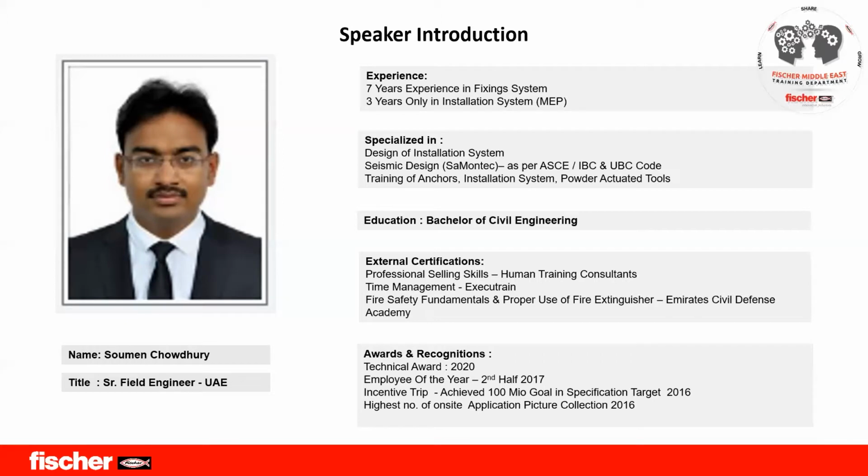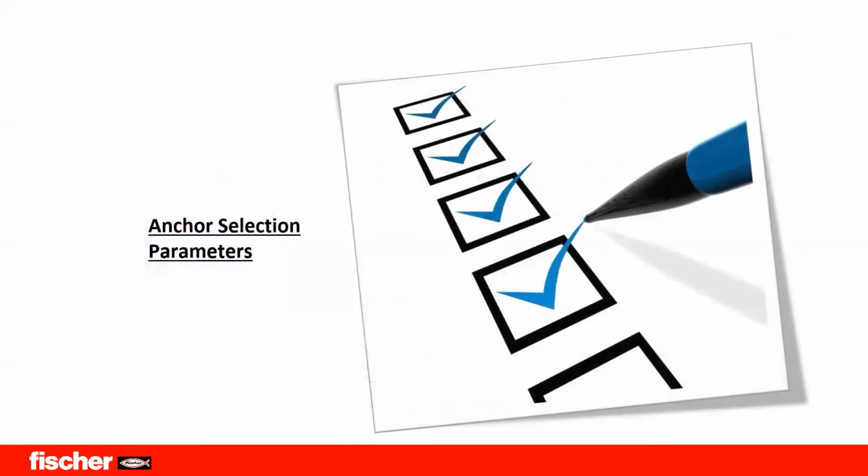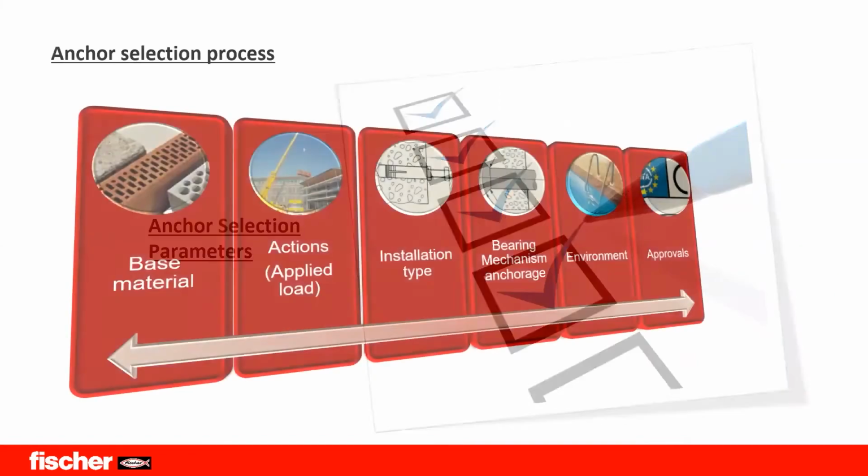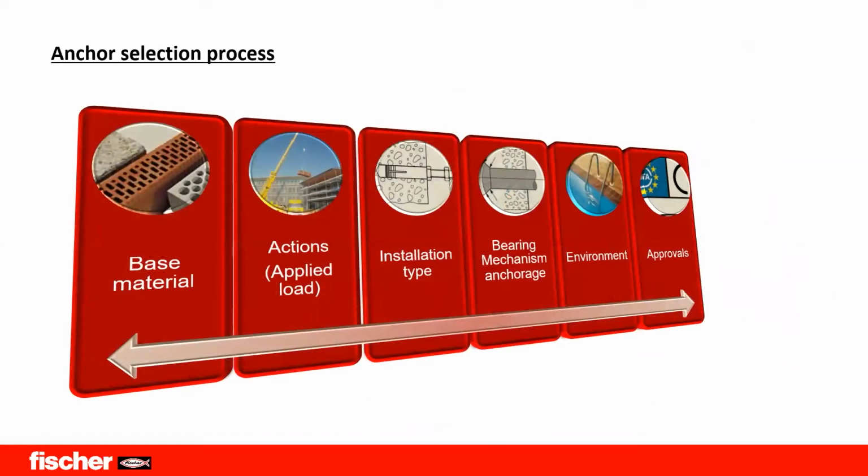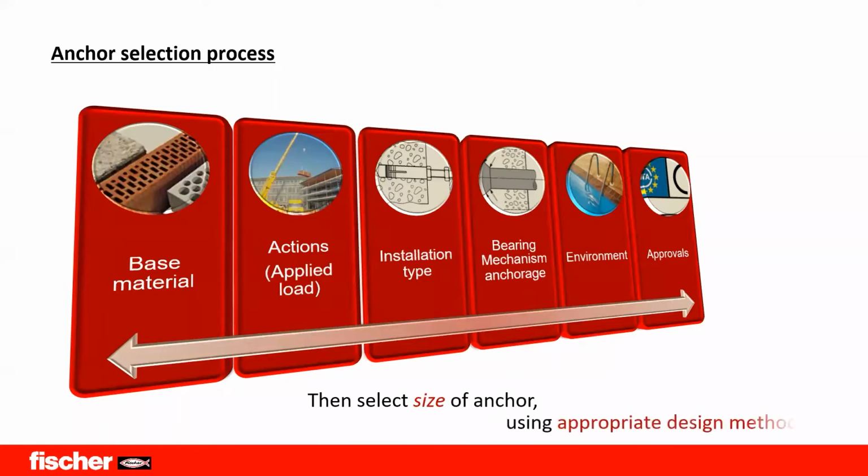Thank you, Soumen. When we begin, let me ask you the most frequently asked question: what are the parameters that are considered while selecting anchors? That is a very critical stage. Before you select an anchor, you should go through the parameters and then select your anchors. There are different parameters like base material, actions or loading, installation type, bearing mechanism, environment, and also approvals required. After all these, you have to choose your anchor size and also the design method.